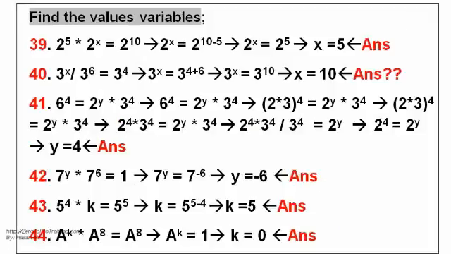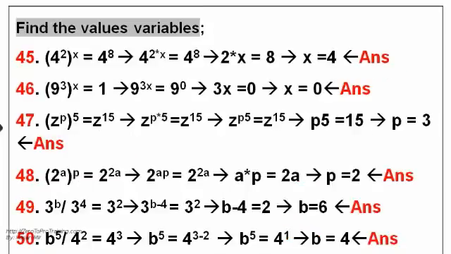Next slide. Exercises. Find values of variables. 39. X is 5. 40. X is 10. 41. Y is 4. 42. Y is minus 6. 43. K is 5. 44. K equals 0.